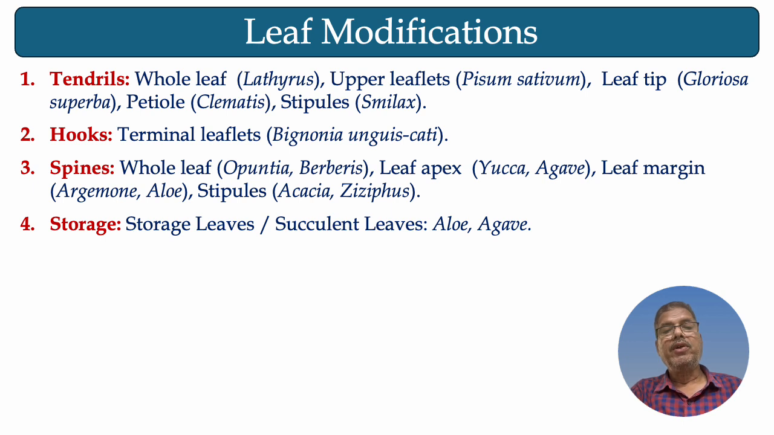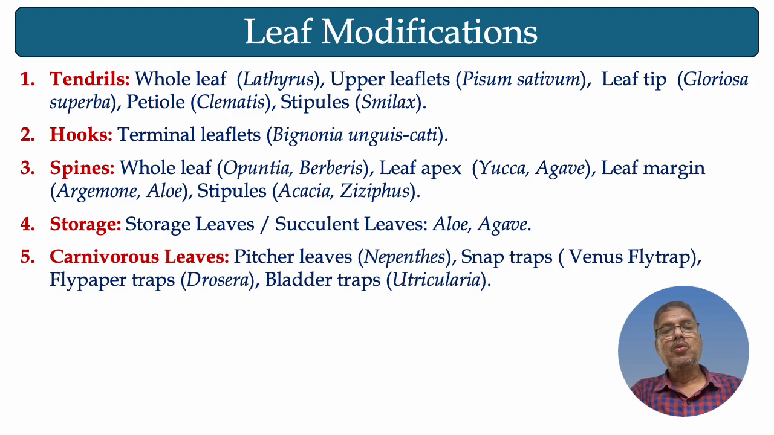For protection or defense, spines are sharp pointed structures that protect the plant from grazing animals and reduce water loss through transpiration. This includes the modification of whole leaf, leaf apex, leaf margin, and stipules.